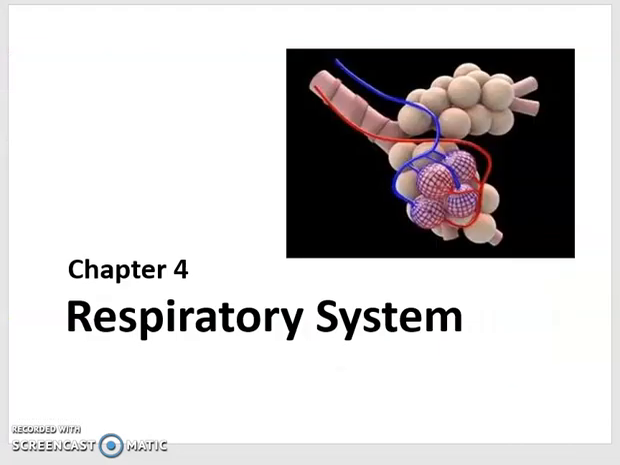Chapter 4, The Respiratory System. I'm going to alter the pronunciation of that word just a little bit from American English to British English to try to help you remember how to spell it, because in our American pronunciation, we leave out some critical letters that will cause you to misspell the word.